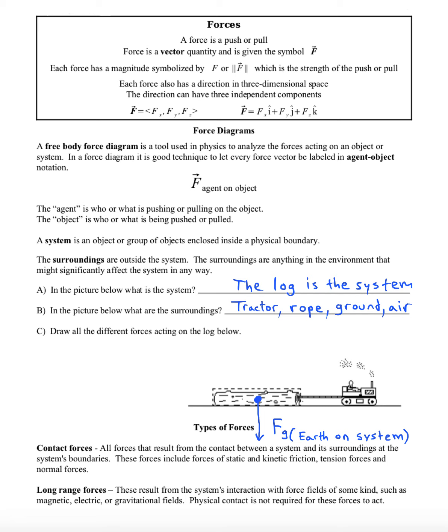What other forces might be occurring? Anything that the log is in contact with, perhaps? Well, there's a pretty taut rope here. It's pretty tight, so chances are it is exerting a force on the log. We can't tell for sure, but I'll bet it is. In many cases, it would be. So let's draw that force.